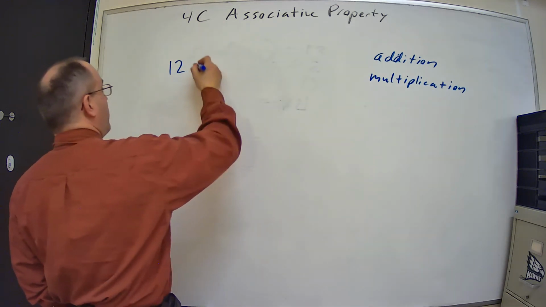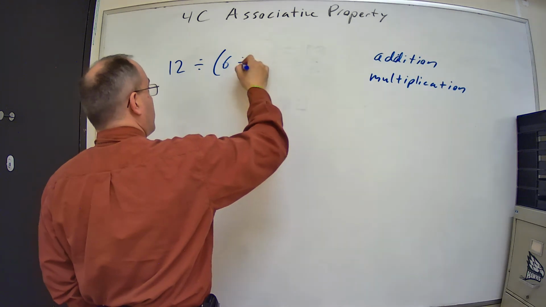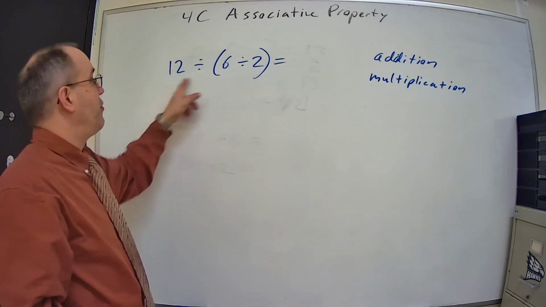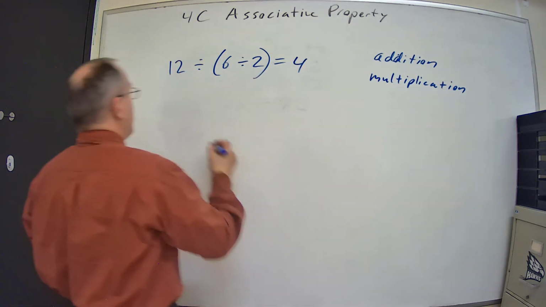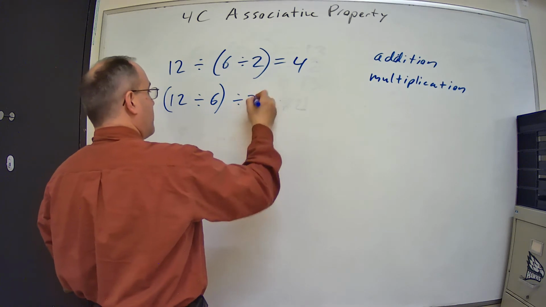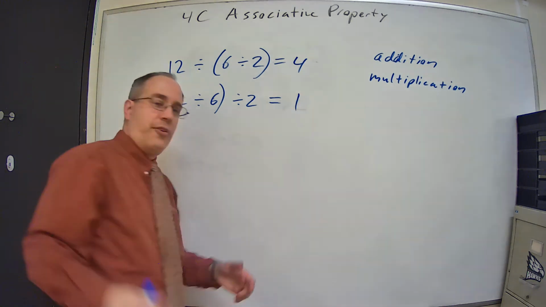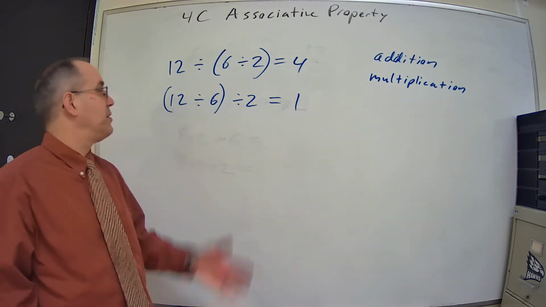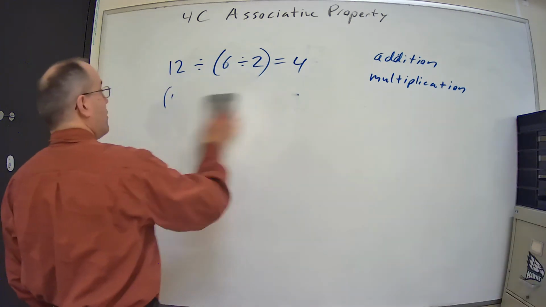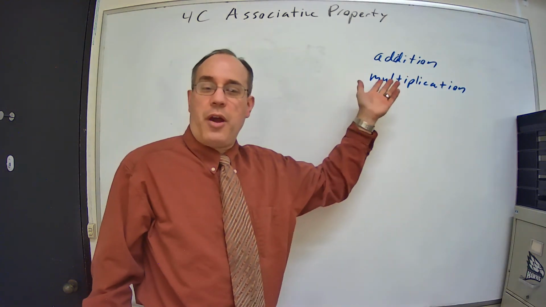So if I have 12 divided by (6 divided by 2), 6 divided by 2 is 3, 12 divided by 3 is 4. Or if I have (12 divided by 6) divided by 2, 12 divided by 6 is 2, 2 divided by 2 is 1. So yes, amazingly enough, not associative. So therefore we have an associative property of addition and an associative property of multiplication.